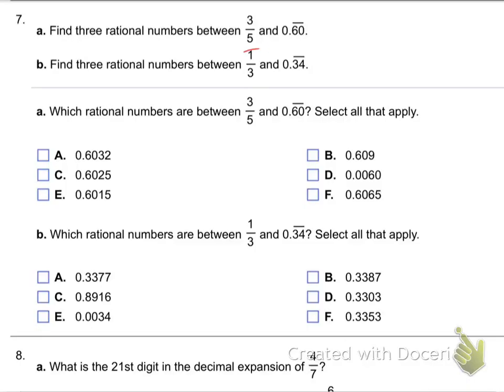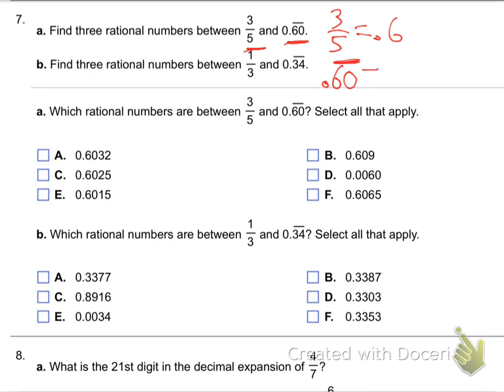Number 7. They're giving me 3/5 and 0.60 bar. You guys have your calculator? What is 3 divided by 5? Should come out 0.6. And then they're also giving me 0.60 with the bar over the 60. Now what does that mean?